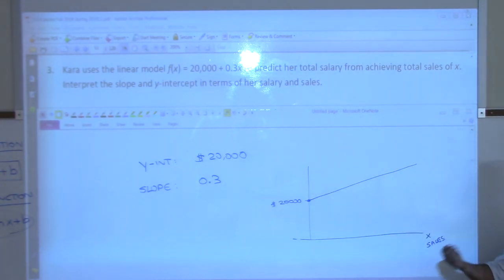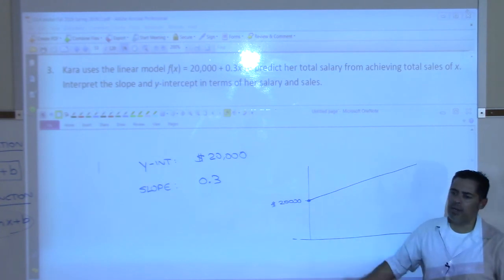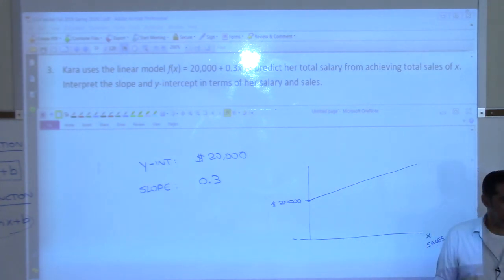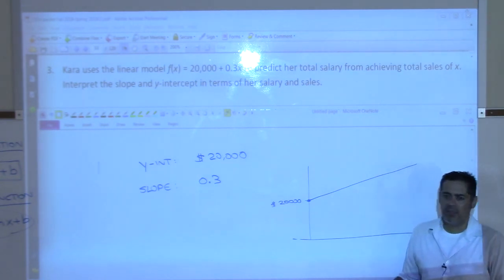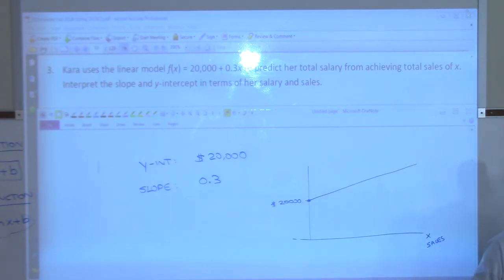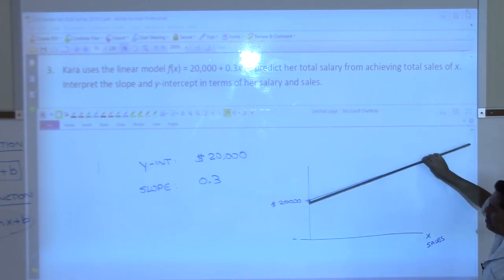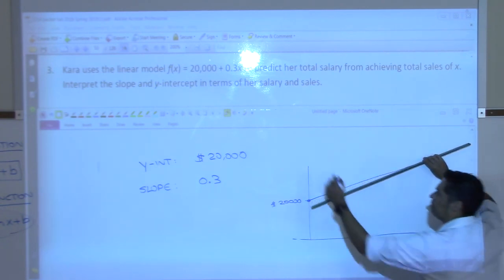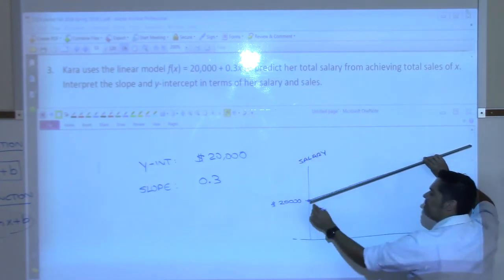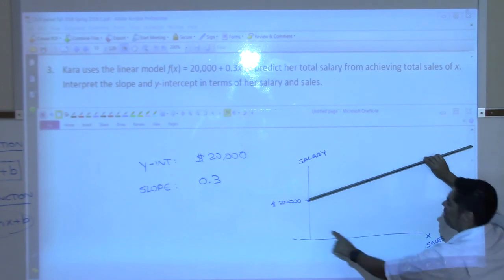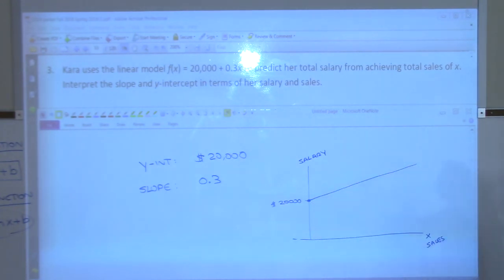Then as she sells more, this is like somebody who works on commission. You all know what I mean by that? They get a certain salary for showing up every day, but then the more they sell, the more they make. So this would be an increasing salary dependent upon her sales. Now what about the slope?